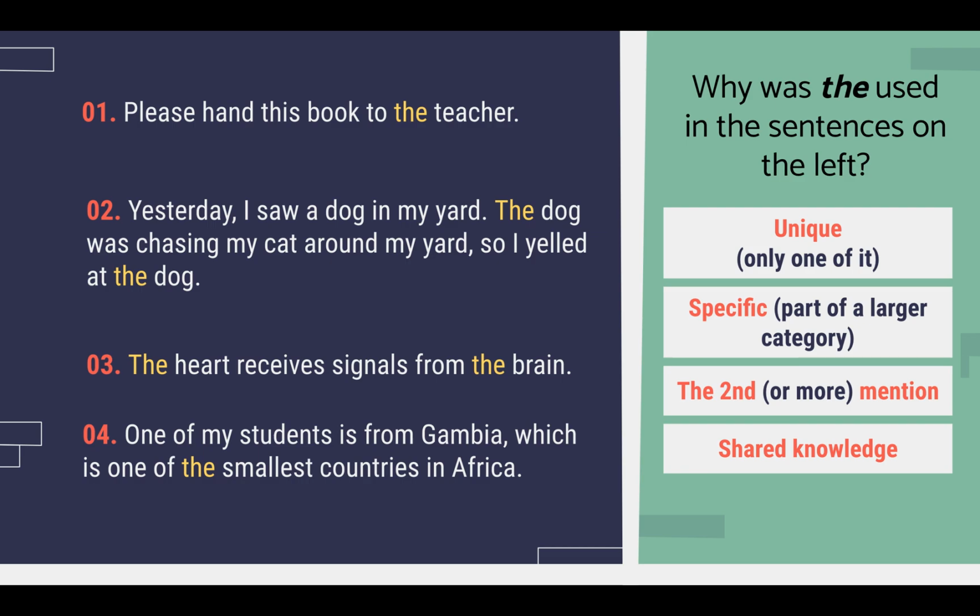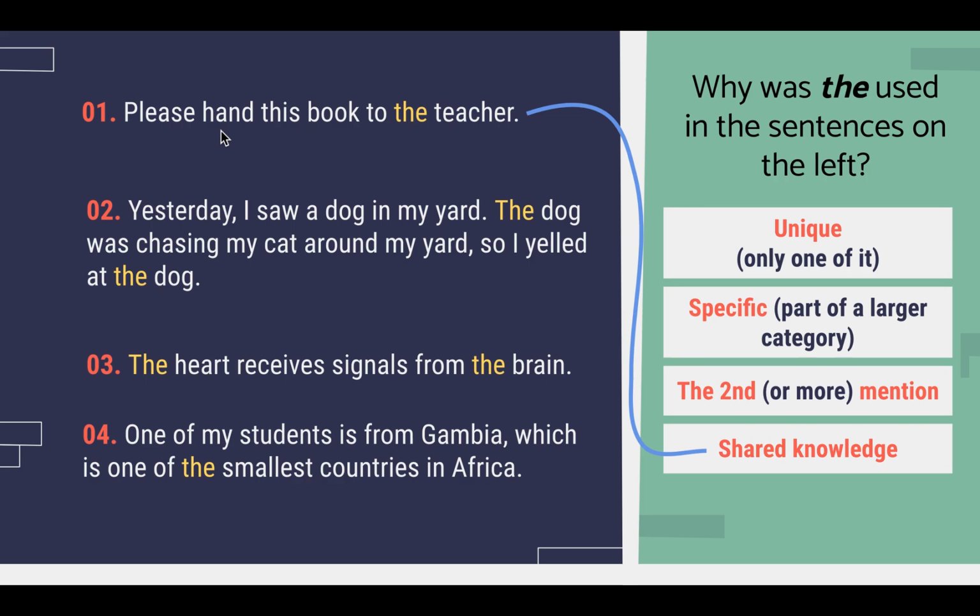Okay, here are the answers. Please hand this book to the teacher. This is shared knowledge because the speaker and the listener both know which teacher we're talking about, because probably they are in the classroom right now, right?